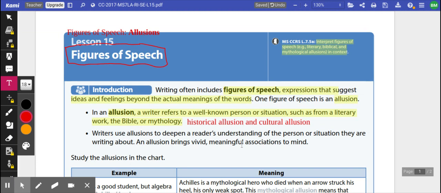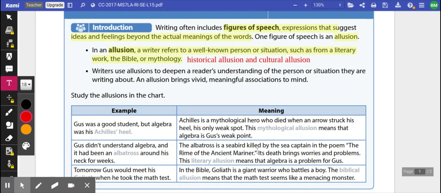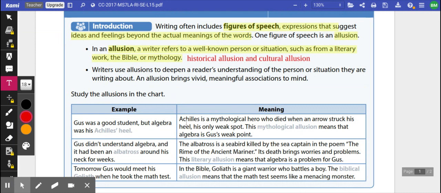For one of the examples down here, I'm going to look at Achilles, a mythological hero who died when an arrow struck his heel, his only weak spot. And that's a myth. So this mythological allusion means that Gus, who was just a student, but algebra was his Achilles' heel, that means algebra is his weak point, just like Achilles' weak point was his heel.